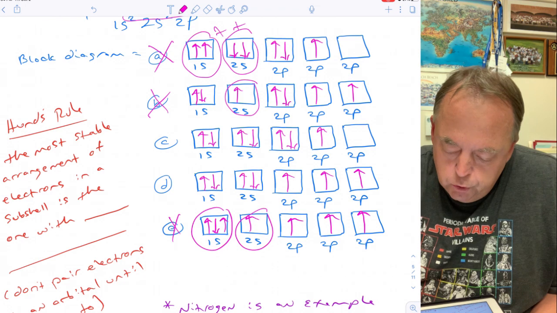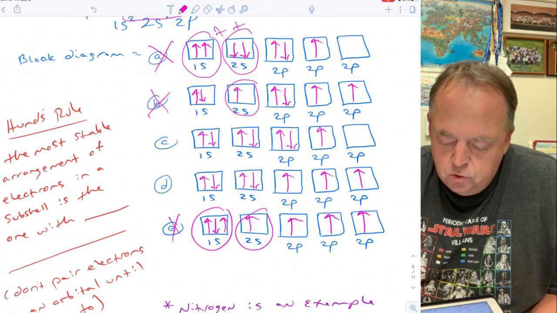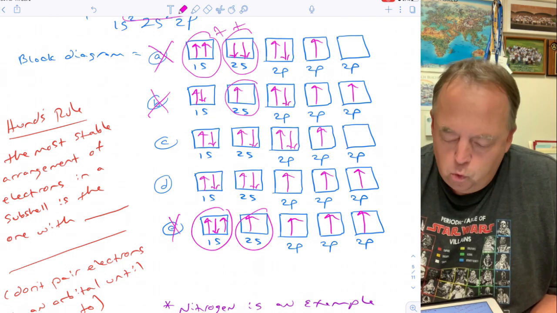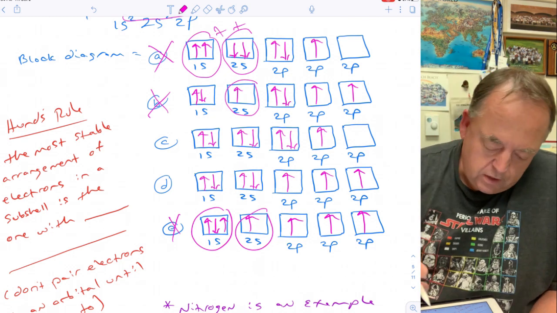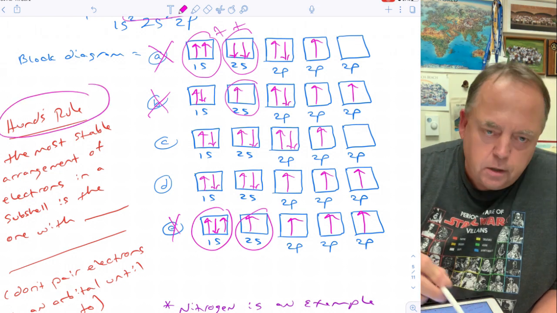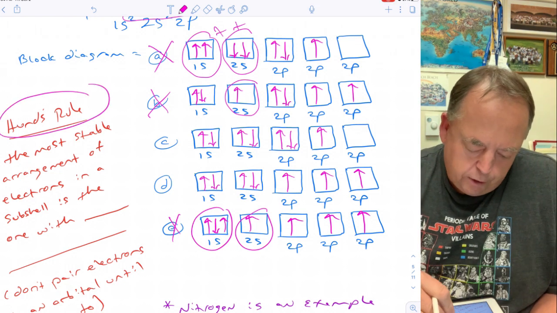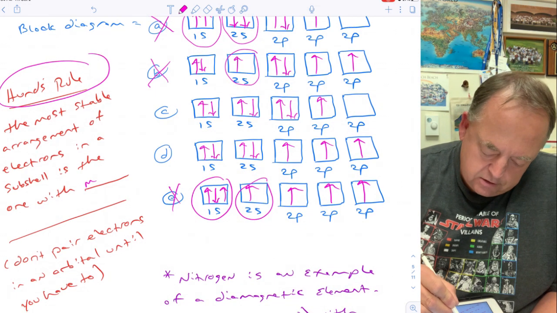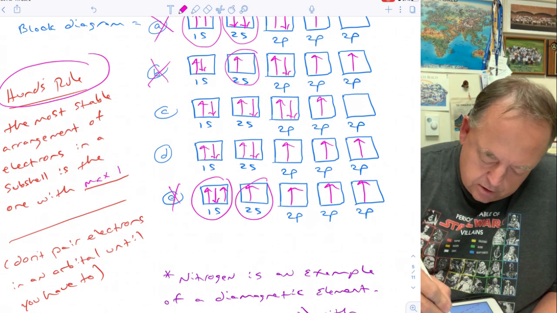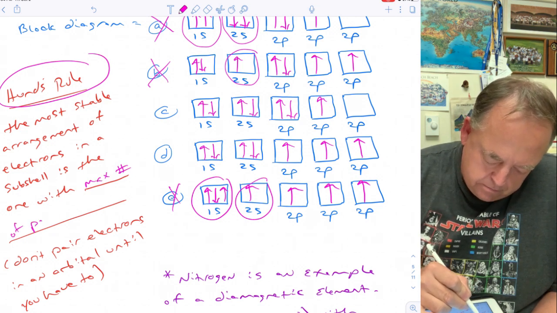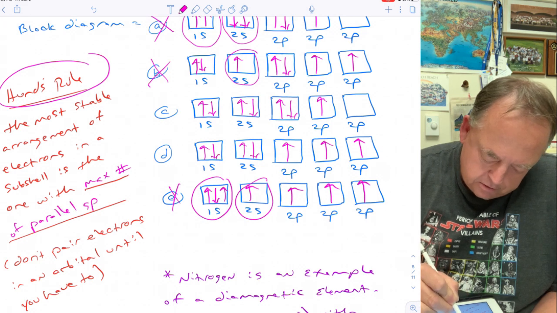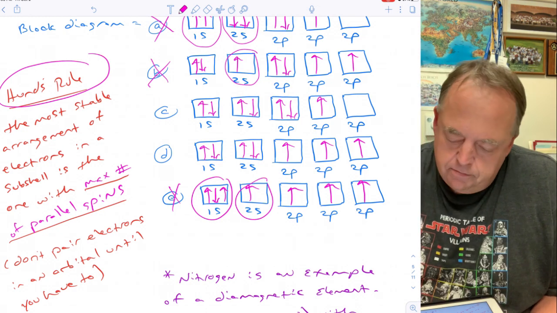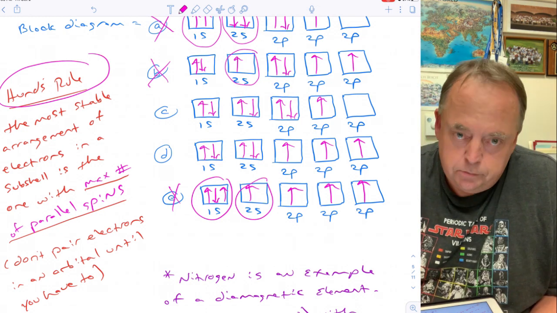So that leaves us with 2 possibilities. Both C and D are 1s2, 2s2, 2p3, and they both have opposite spins in the same orbital, so which one is correct? Well, in order to know that, you need to know Hund's rule. So the most stable arrangement of electrons in a subshell is the one with the max number of parallel spins. So it's more stable to have the maximum number of unpaired electrons of the same spin.